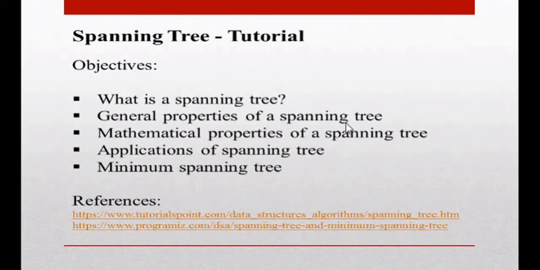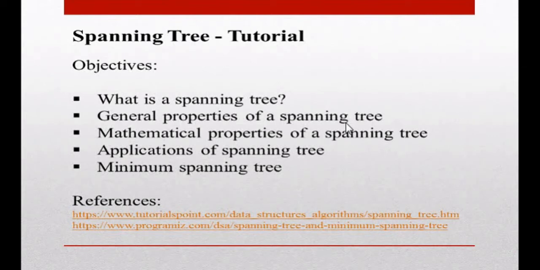So the objective of this session is to understand what a spanning tree is for a given graph and what its general and mathematical properties are, followed by some of the applications that we have in our day-to-day life and in computer science in general, followed by a basic definition of minimum spanning tree.